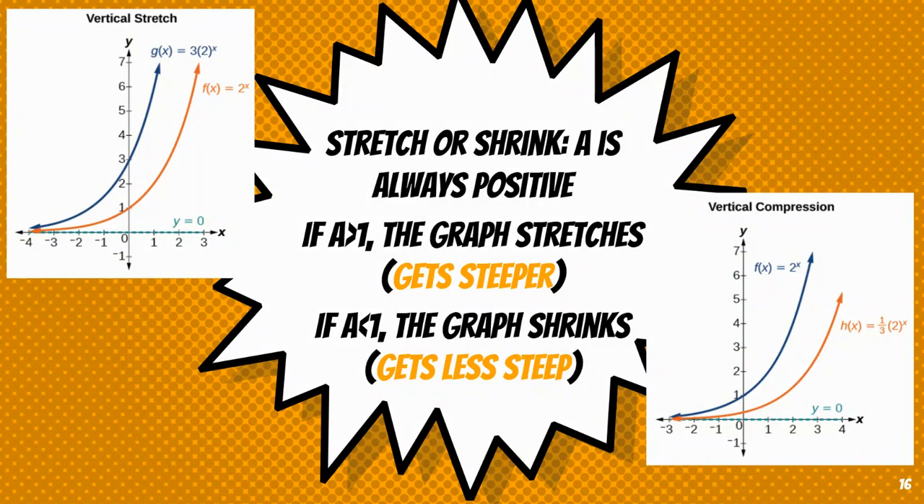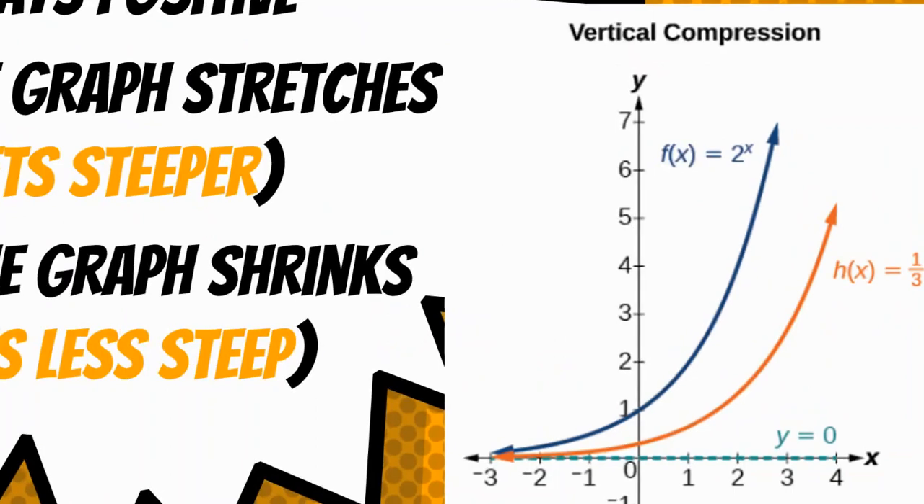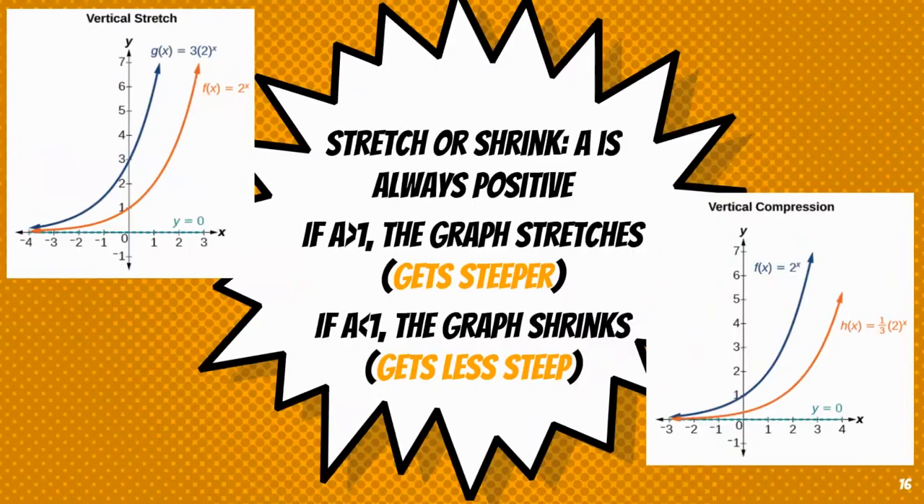We can also talk about the stretch or shrink a little bit. Okay? So when we have a stretch or shrink, it means that we're multiplying the whole function by a coefficient. So in this first one here, you can see there's a vertical stretch of 3 because I now have 3 times 2 to the x. This compression would be by 1/3 because I have 1/3 times 2 to the x, okay?